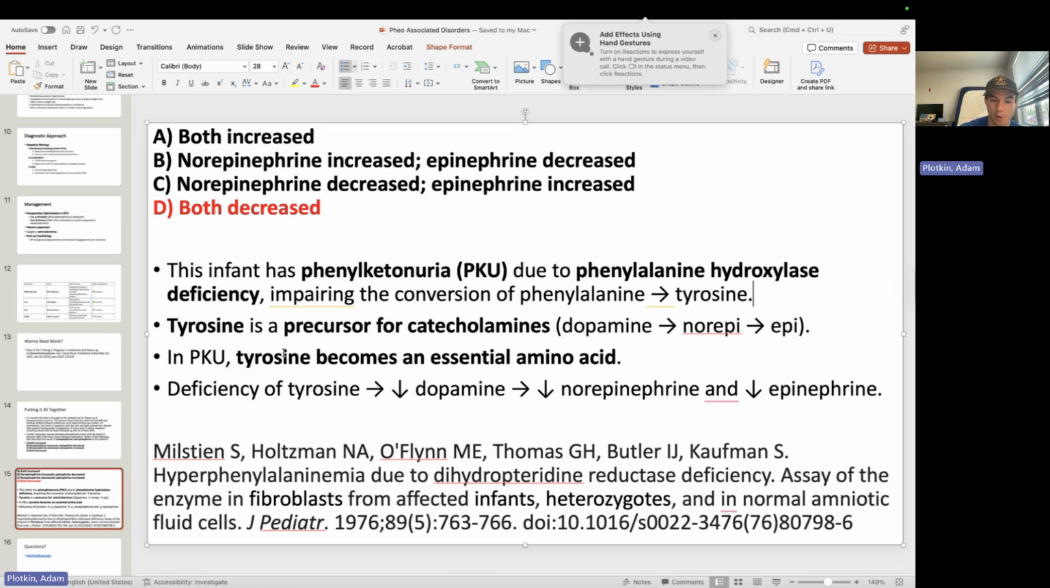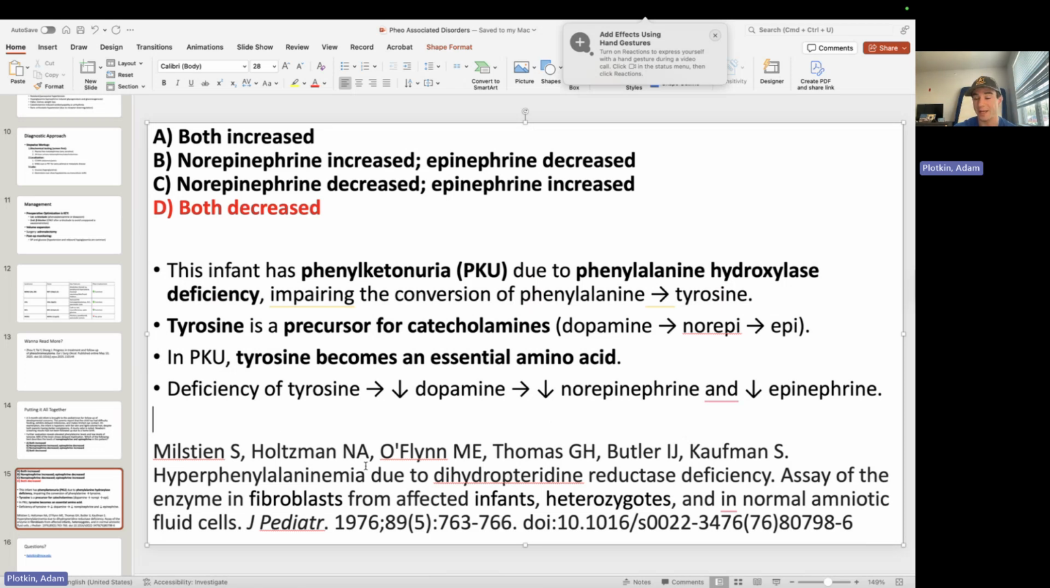Tyrosine, again, is the precursor for the catecholamines dopamine, norepi, and epi. Without tyrosine being made, we can't do this whole process. We can't convert tyrosine to dopamine, norepinephrine, and epinephrine. There's data that shows, this isn't just a theory, these patients do have low levels of norepinephrine and epinephrine. In PKU, we have a malfunction in phenylalanine hydroxylase, so phenylalanine builds up. We can't make tyrosine. Without tyrosine, I can't make dopamine, norepinephrine, or epinephrine. So both of their levels will be low.